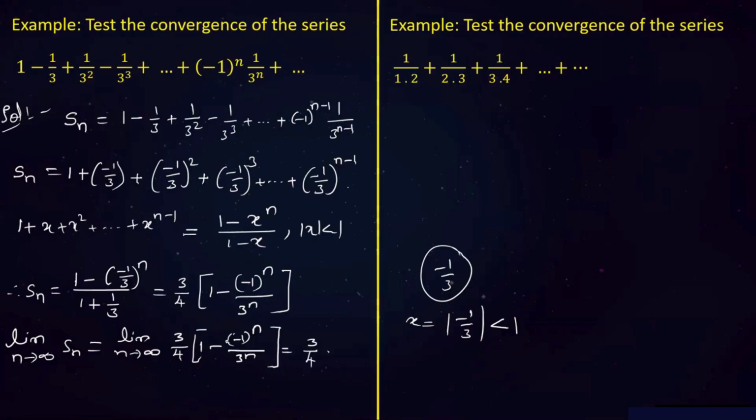Understand? The sequence is approaching a finite value 3 by 4. That's how you can say the series is also convergent. Therefore, I'm writing it like this: summation n equals 0 to infinity of (minus 1) to the power of n into 1 by 3 to the power of n. Because I'm starting with 0, I can write this. Summation n equals 0 to infinity (minus 1) to the power of n by 3 power n is also convergent.